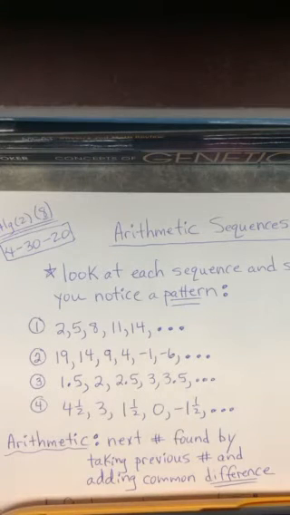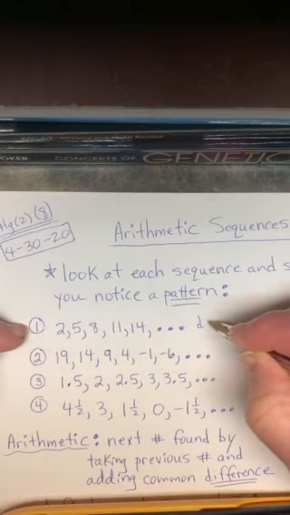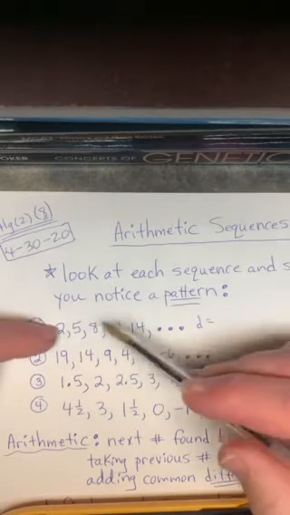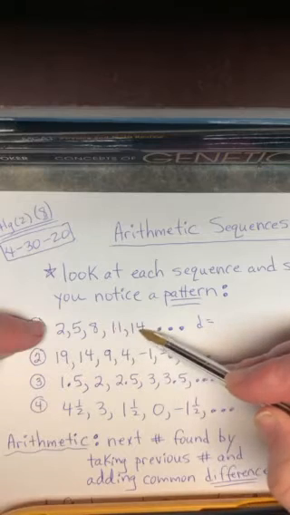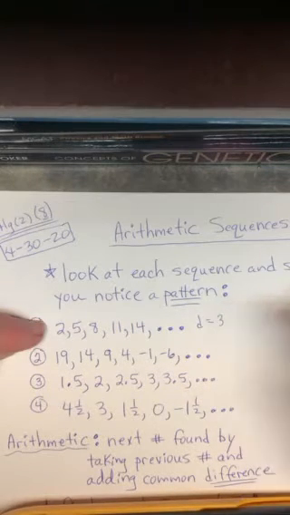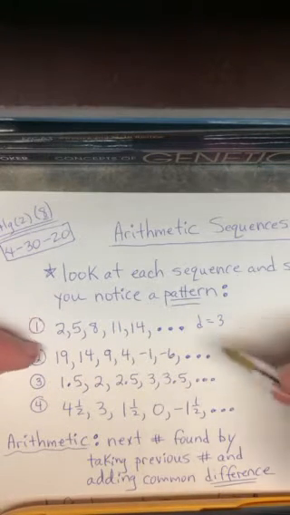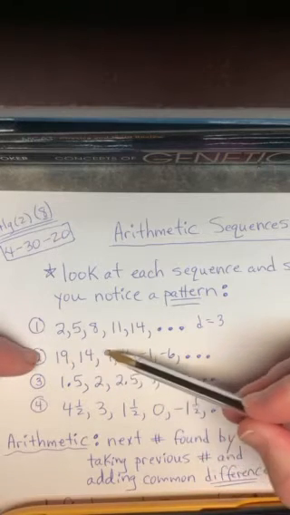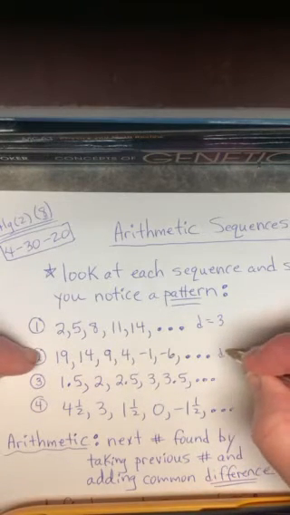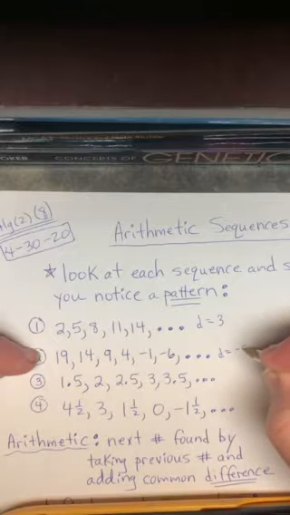So write that definition again. I'll give you a second here. The next number is found by taking the previous number and adding the common difference. So if we go back to these four real quick, number one, write d equals, that is an arithmetic sequence of numbers, and the common difference was what? 3, wasn't it? Number two, it's an arithmetic sequence whose common difference was what? -5, wasn't it?